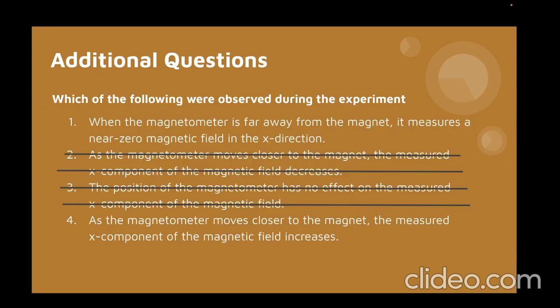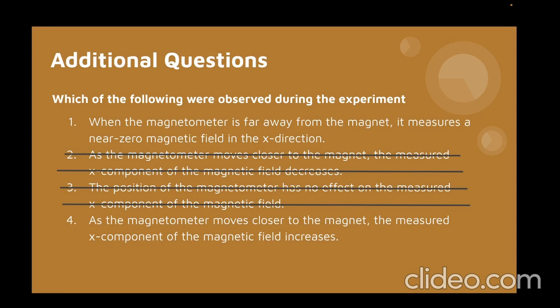So some additional questions. Which of the following were observed during this experiment? When the magnetometer is far away from the magnet, it measures a near zero magnetic field in the x direction. It was observed when the magnetometer was super far away from the magnet. There were almost no sources of magnetic fields in the x direction, so it was close to 0. We did not observe that when the magnetometer moves closer to the magnet, the x component decreases. It's the opposite; it should increase.